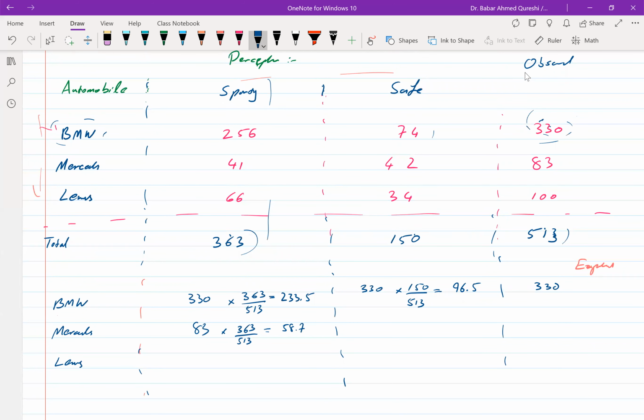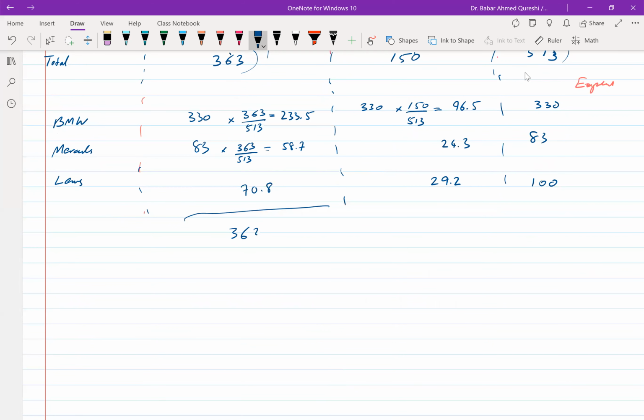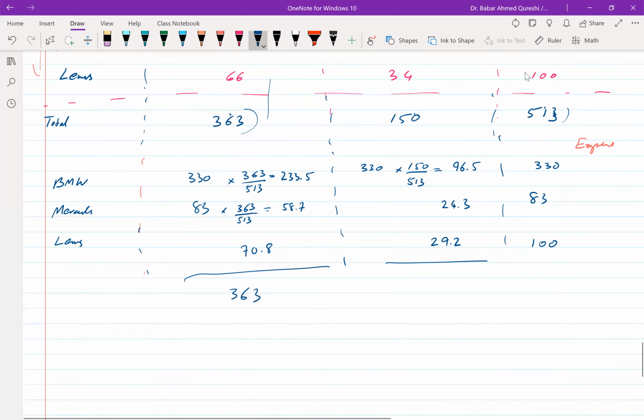Similarly, I can fill in this table. I get 24.3 here, I get 70.8 here, and I get 29.2 here. And you can check, these numbers will still sum to those, and these numbers will also still sum to what I had in the observed values, almost, when you round off the last decimals.